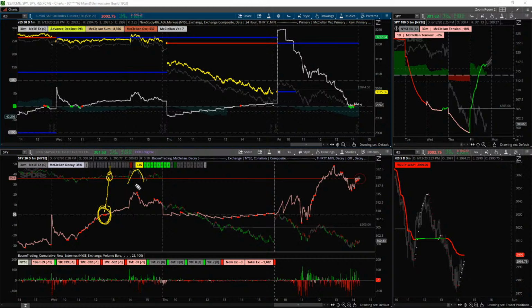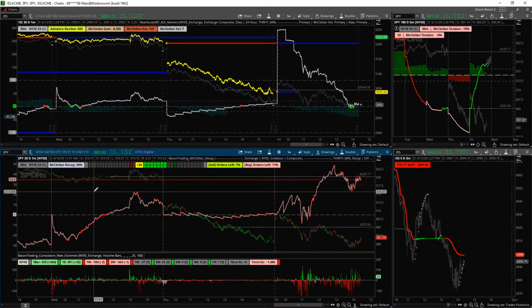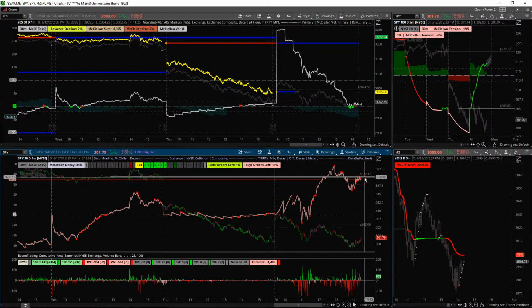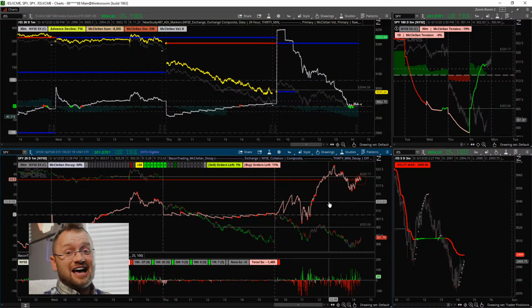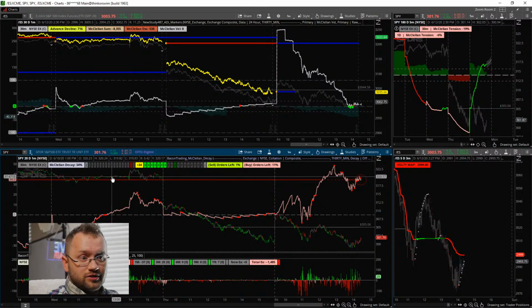This whole thing was just a shakedown, just trying to get people out. This right here is where I think is the actual origin of this entire move. It was right there where we had bearish liquidity show up. So 3,200, 320, whichever one you want to look at, that's the goal. That's where this whole thing started. Not this, this was a shakedown. This is where it actually started.